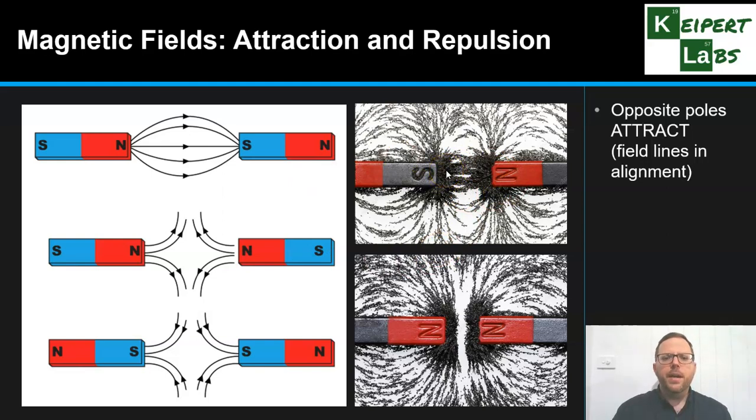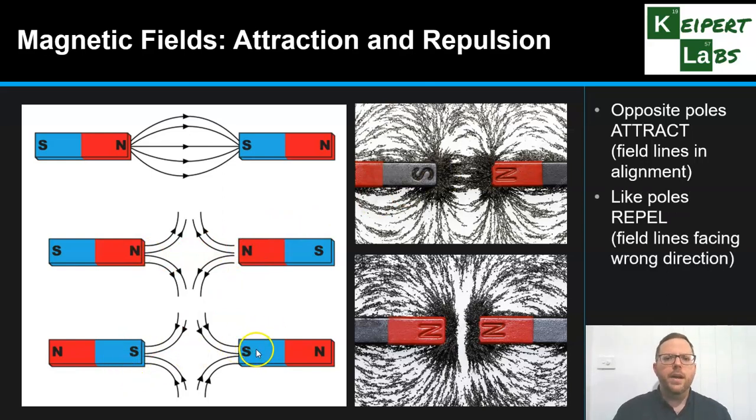But if we bring the same poles together, so north and north, or south and south, we can see that those field lines don't line up in this situation, that they're going in opposite directions. And so when we have like poles that go together, they repel. Repulsion, which is the noun for this, is this idea where they're pushing away from each other because the field lines are facing in the wrong direction.